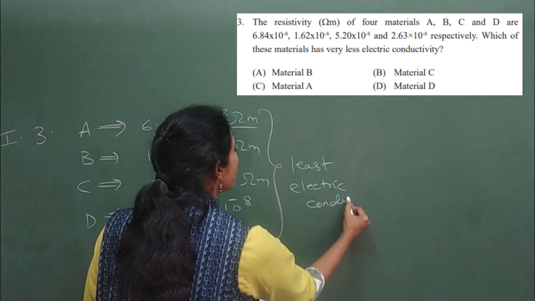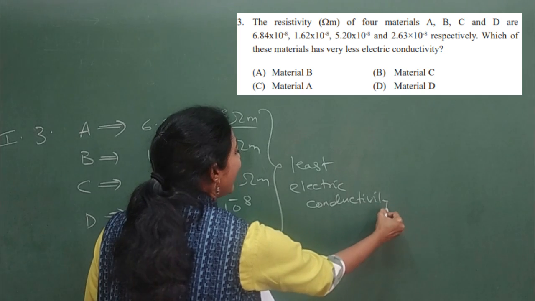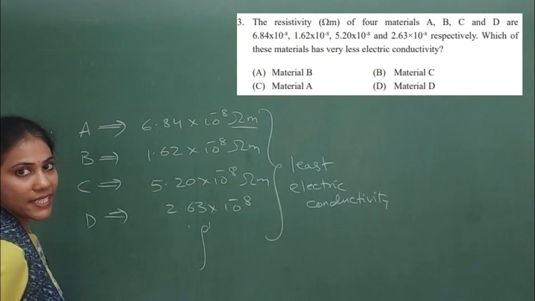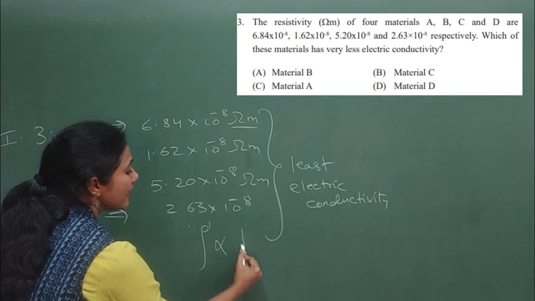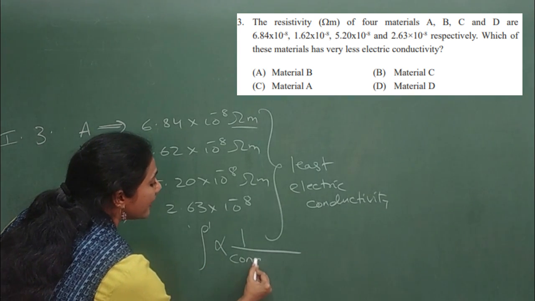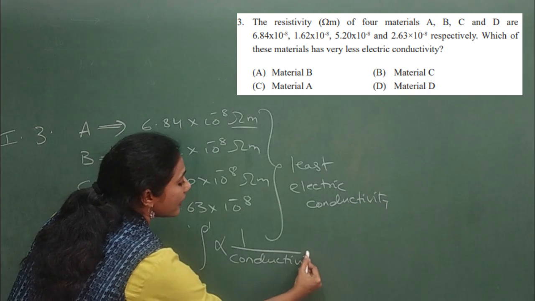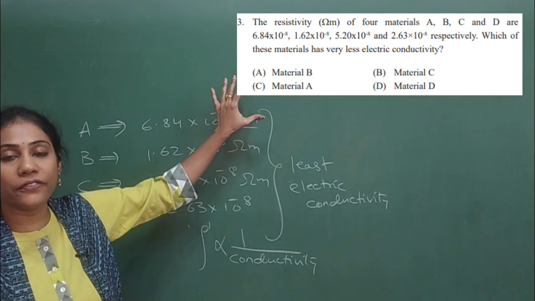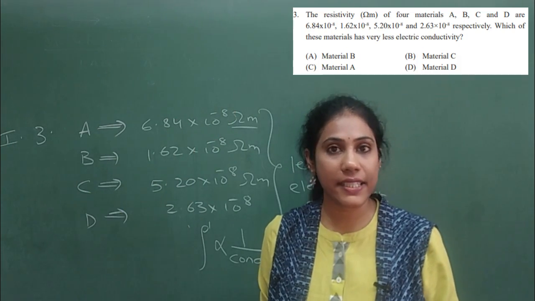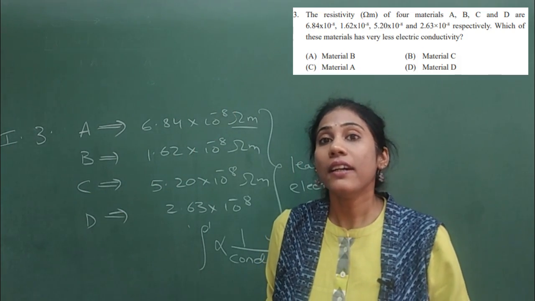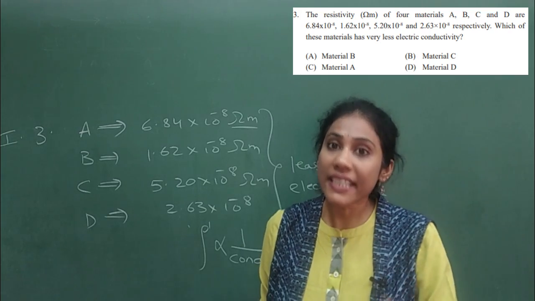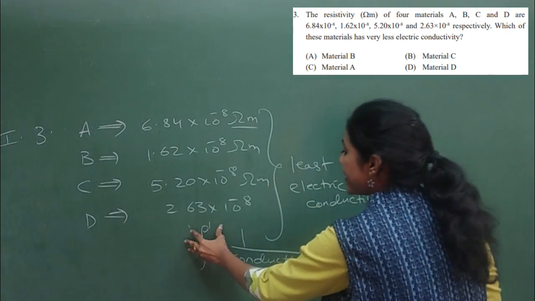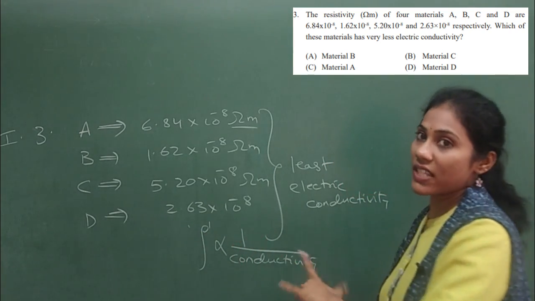So what is the relationship between resistivity and conductance? See here, resistivity rho, this is the symbol for resistivity, right? So resistivity is inversely proportional to conductivity, isn't it? So the material which has got a high resistivity is a poor conductor of electricity. Usually the conductors have the least resistance or the least resistivity, right? So resistivity and conductivity are inversely proportional.